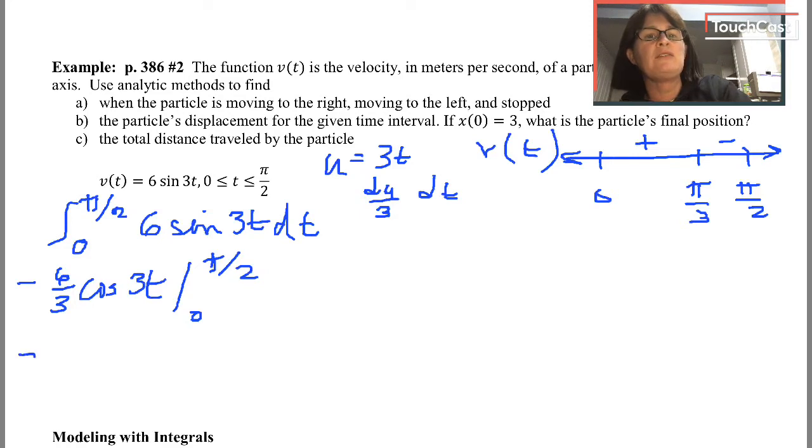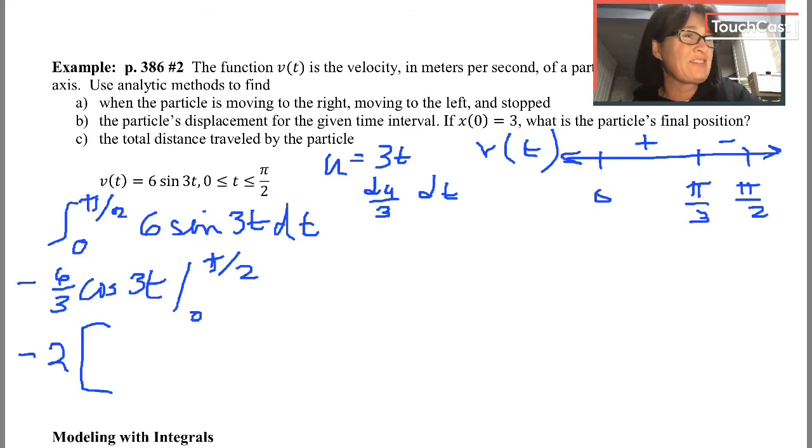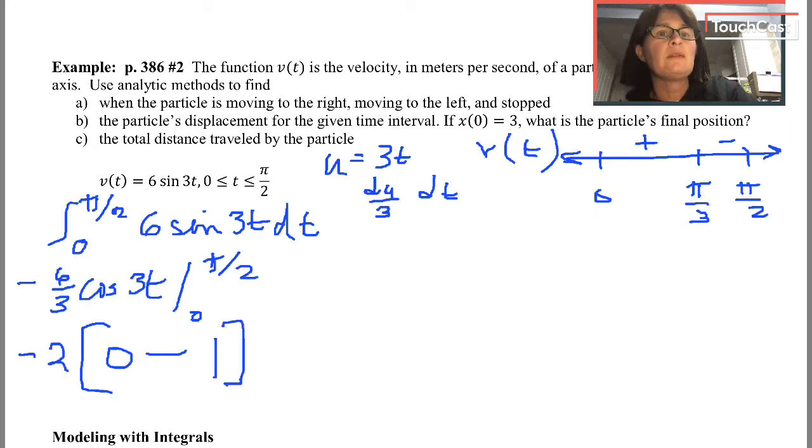So that's negative 2. In the last video, if you saw it, I accidentally used the negative twice. I'm going to do it correctly this time. So I'm going to factor that negative 6 over 3 out to the front. This is going to be cosine of 3t. That's cosine of 3 pi over 2 is 0, minus the cosine of 0, which is 1. And I get my displacement is negative 2 times negative 1 equals positive 2.